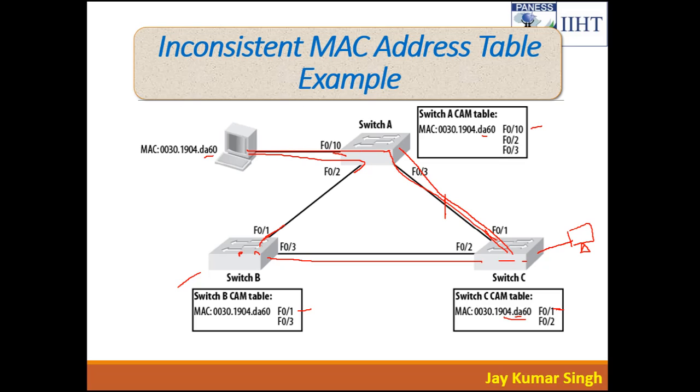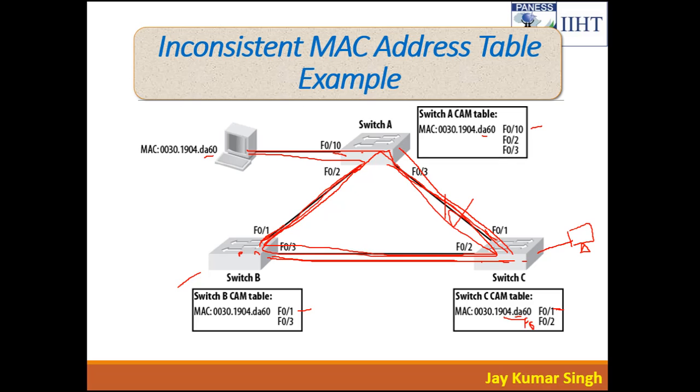But because that frame is moving continuously, if this packet came to this switch, it will say that someone is connected to me via F0/2, and this is the MAC address. Then it will say that someone is connected to me via F0/1. Then it will come here. Then this will say that someone is connected to me. So this packet will be moving like this in the network, and it will never stop.